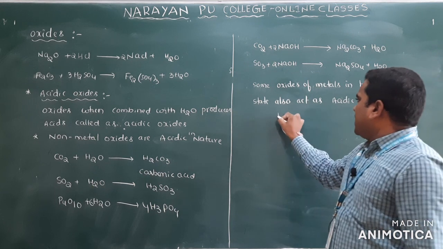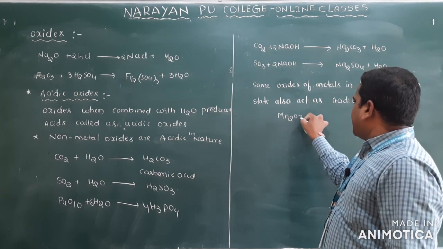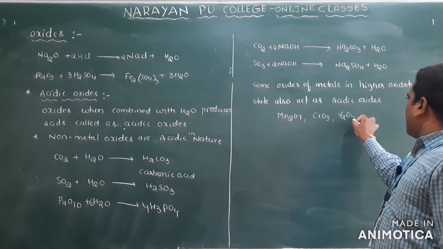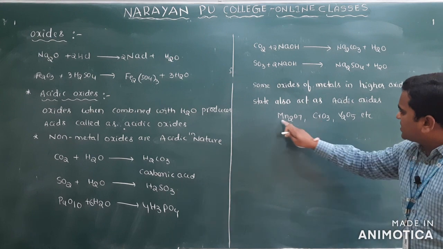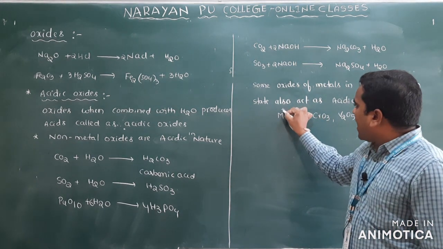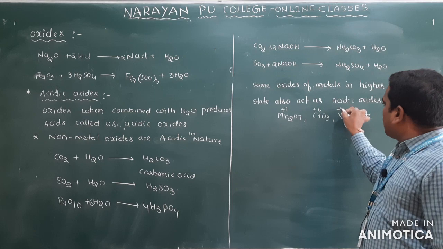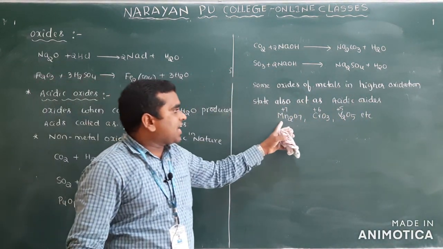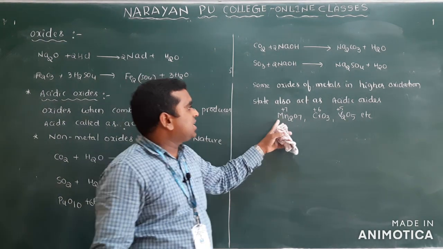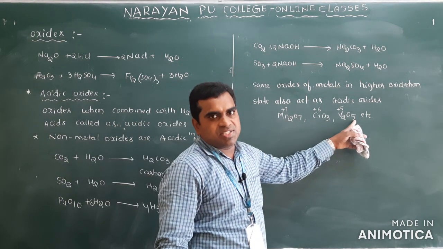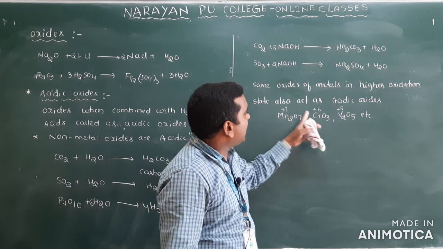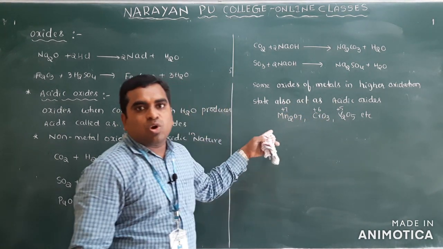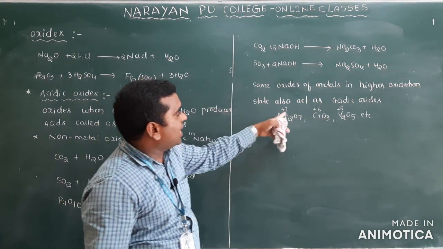Clear? What are those? Here some oxides are there: Mn2O7, CrO3, V2O5, etc. These all are metals, but they are in their highest oxidation states, and those types of oxides can also act as acidic oxides only. Normally a metal oxide should be basic in nature. But whenever the metal atom is in its highest oxidation state, we call those oxides acidic oxides.